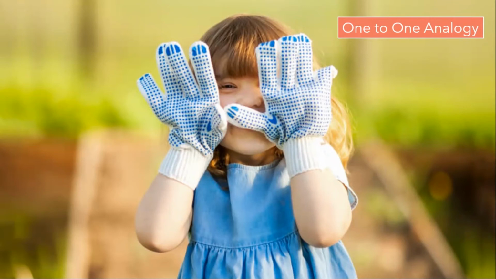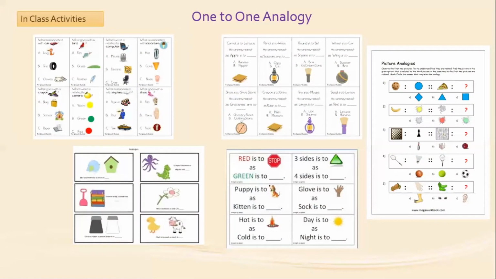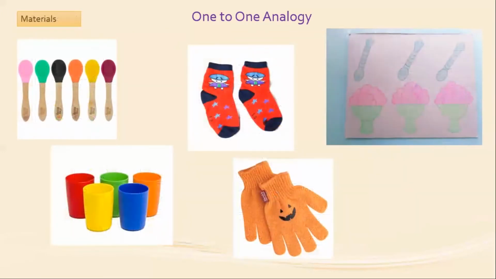Third one in mathematical concept is one-to-one analogy. Analogy is the cognitive process of transferring information or meaning from a particular subject to another, or a linguistic expression corresponding to such a process. These are my in-class activities. These are my materials for activities.